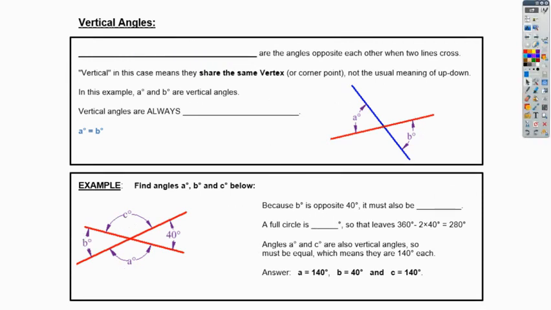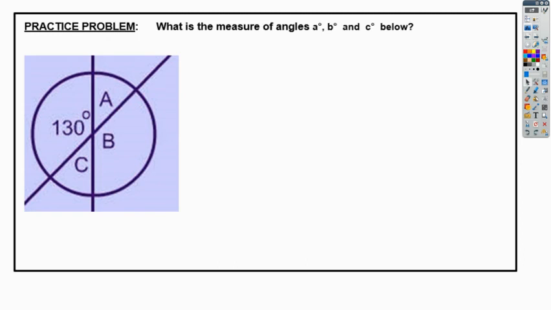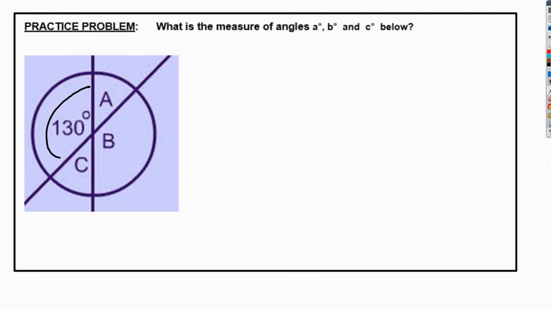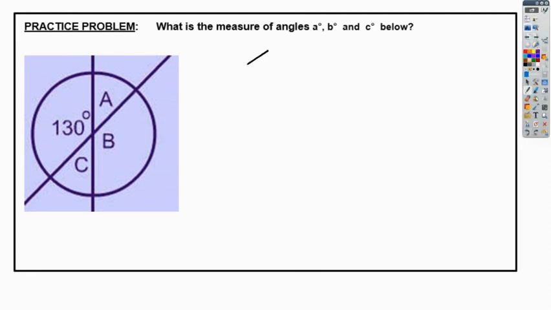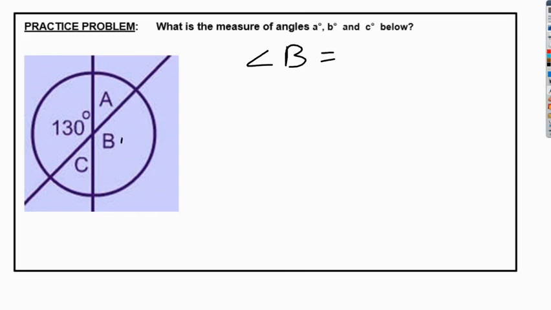And so let's look at our last practice problem we're going to have here. Let's figure out the measure of all these angles. So the first thing I would say is we know that this one's 130, all right? We know right here is 130. And if I know that's 130, I could easily look and say, okay, angle B, you are also 130 because you're vertical angles, all right? So that means I have A and C.